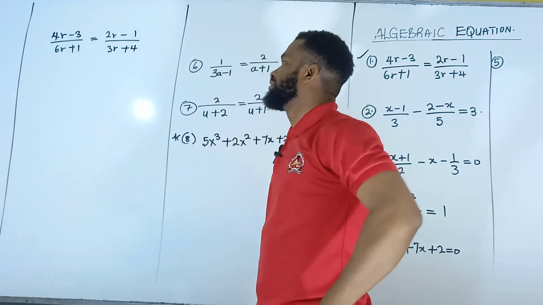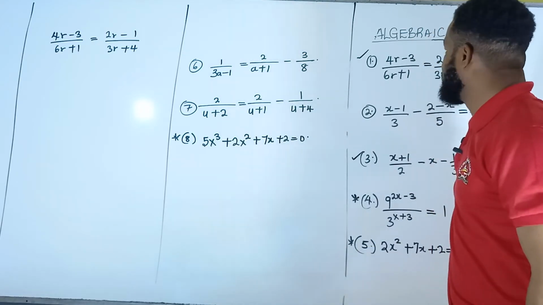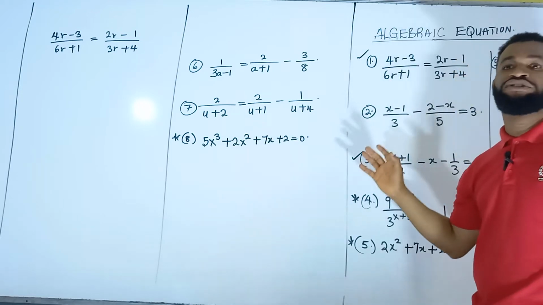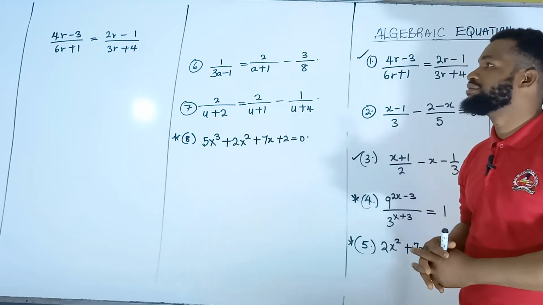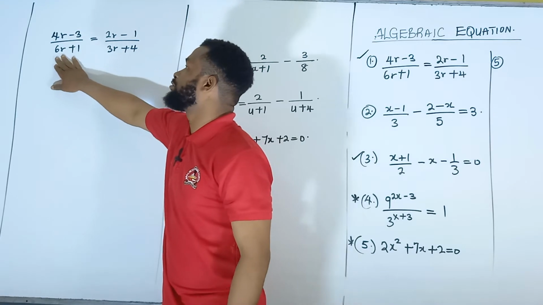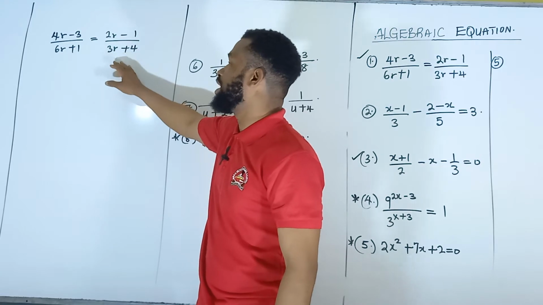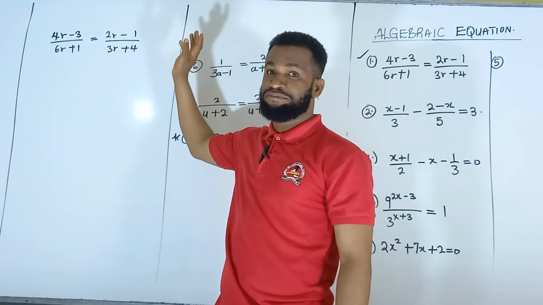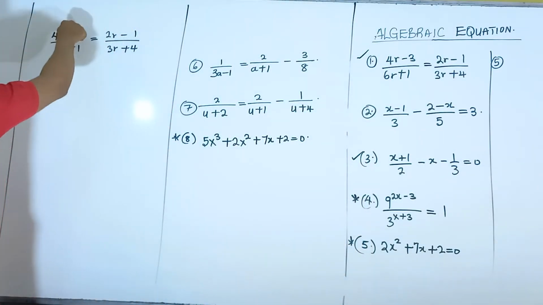If you look at this, like I always say, each time you have an algebraic expression involving fractions, this is a fraction and this is a fraction, the first thing you need to do is to take the LCM of both sides. But in this case, the LCM of 6r plus 1 and 3r plus 4 is the same thing as 6r plus 1 times 3r plus 4. So what I'm going to do is multiply them. So I know that when they multiply, this will multiply this and this will multiply this.